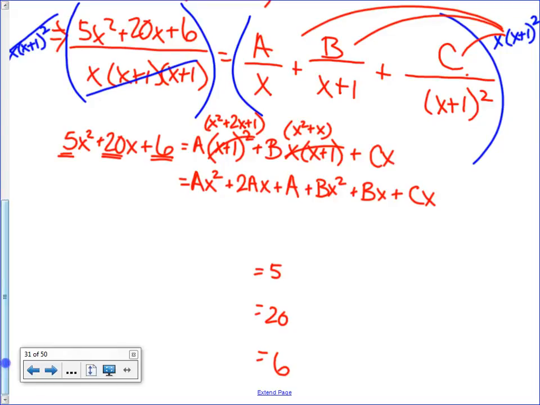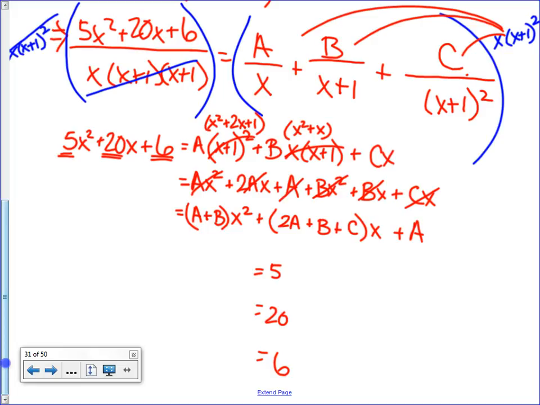How can we rearrange this? We want to set something equal to 5 for the x squareds, 20 for the x, and 6 for the numbers. So a plus b for the x squared, 2a plus b, oh, there's another x term, plus c for the x, plus a for the constant.